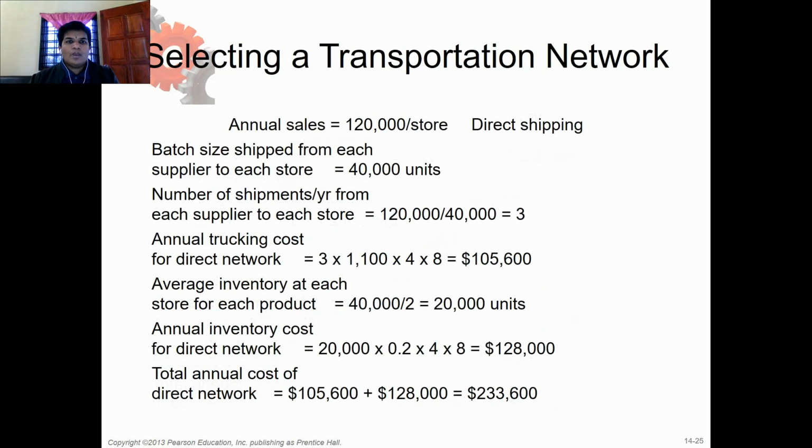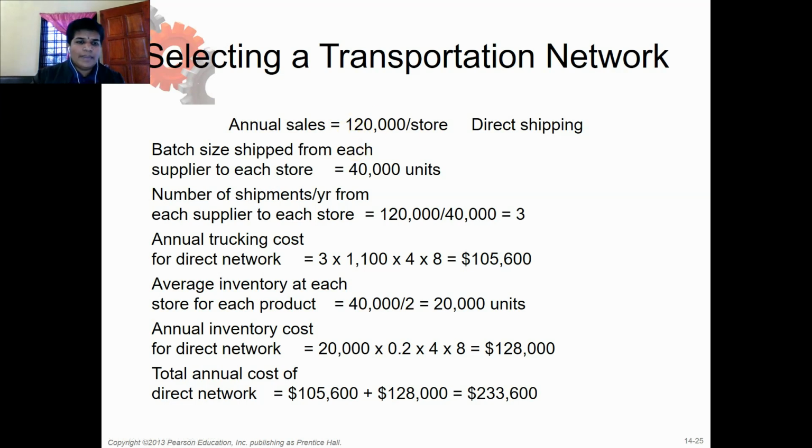Okay, again direct shipping, so you calculate everything. Okay, you just plug in all the numbers and you will get the total annual cost for direct network is 233,600. Okay, but earlier it was 960,000. Okay, in the earlier example. Now annual sales is only 120,000 per store. Okay, so the annual sales is reduced. You see.